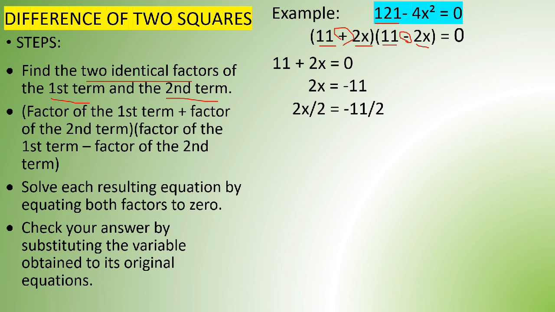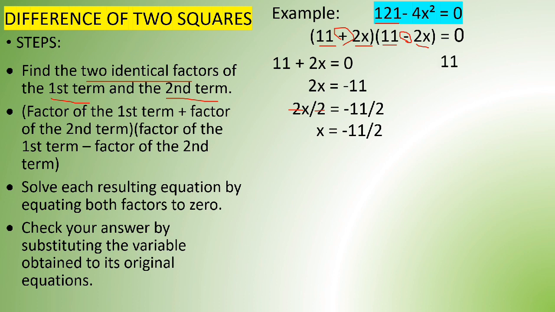And 2x now is equal to, so transpose 11 over the equal sign. Ilipat natin sa kabila. So, meron na tayong 2x is equal to, from positive, magiging negative, kasi inilipat na natin siya. To isolate x, divide both sides by 2. So, 2x divided by 2 is equal to negative 11 over 2. Then, cancel ang 2 and 2. Then, x now is equal to negative 11 over 2.